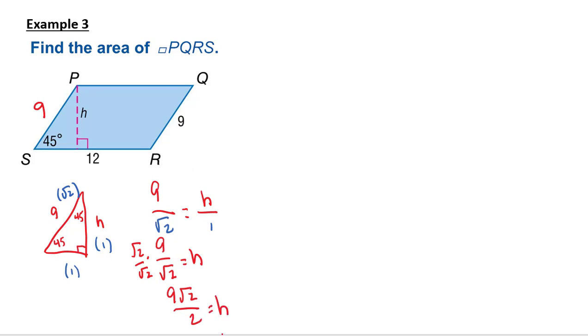Okay, from there, I now know my area is 1/2, my base is 12, my height is 9 root 2 over 2, and that all simplifies to 54 root 2. They don't give me units anywhere, so I don't have to worry about units.